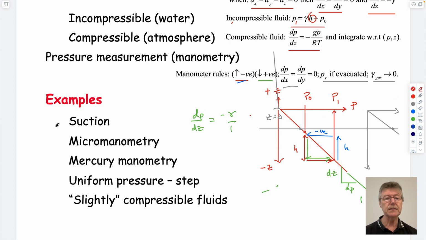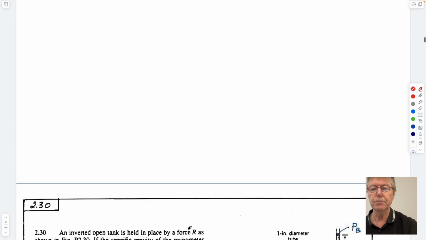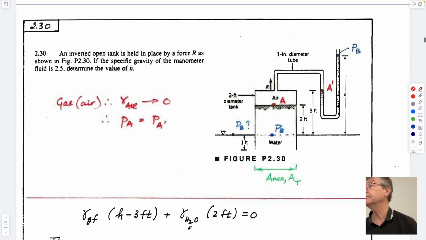As I say, I was just going to go through some examples today, talk about suction. I'm not going to talk about micromanometry. We'll talk about mercury manometry. We'll talk about concrete forms, and I don't care about slightly compressible fluids. Water, of course, is kind of incompressible, but nothing is absolutely incompressible. If you go down 10 kilometers, 10,000 meters, into the Marianas Trench, the pressure you get from assuming it's compressible or incompressible is off by maybe 1 or 2%, so not big enough for us to worry about. Okay? Questions?